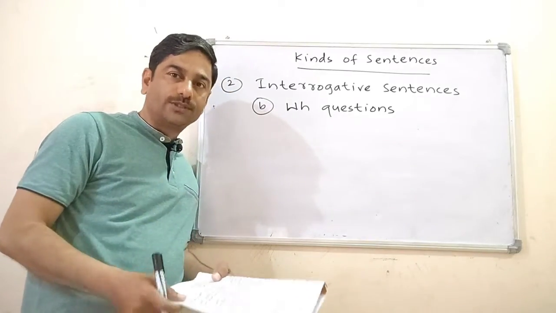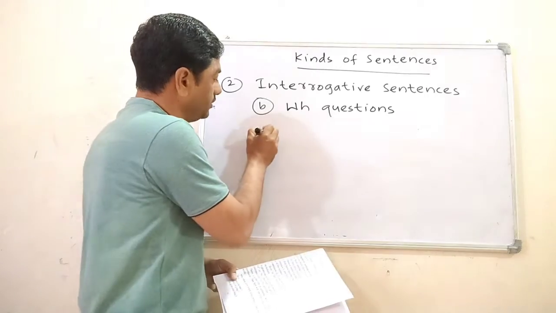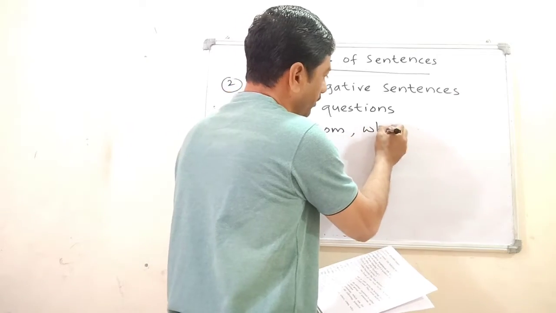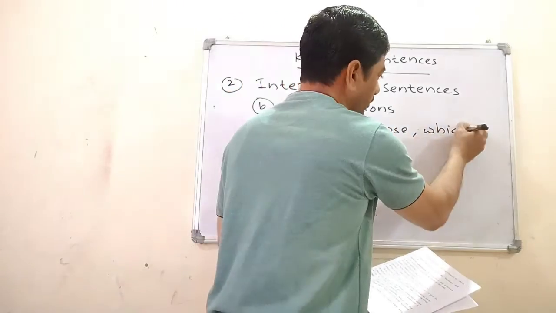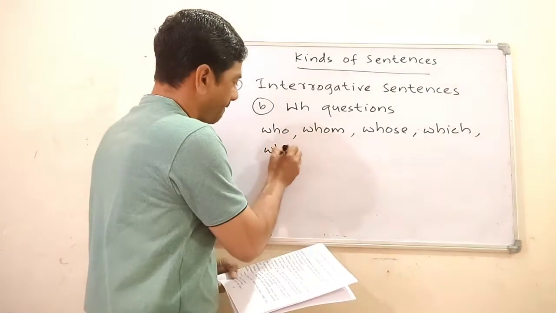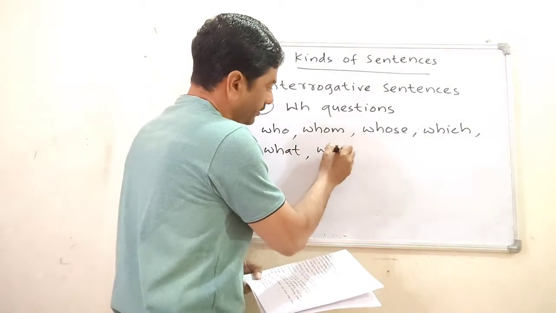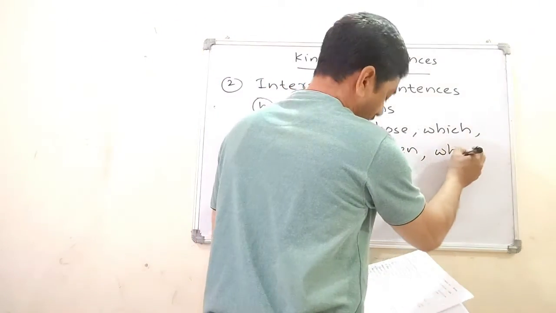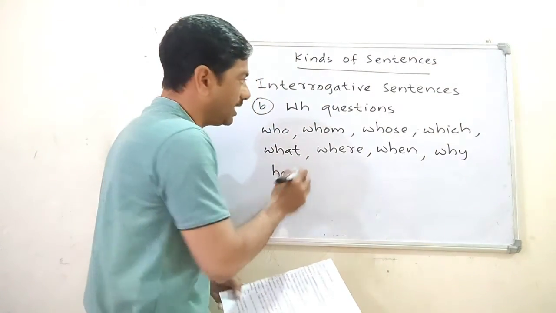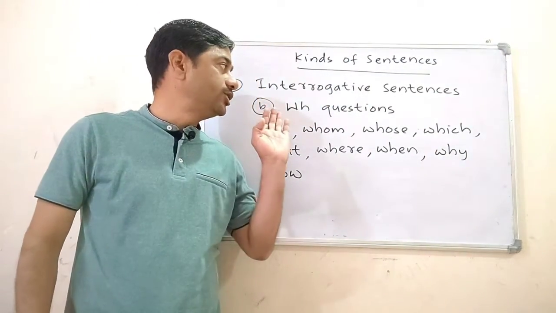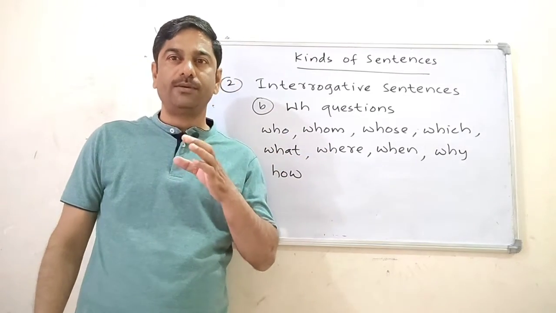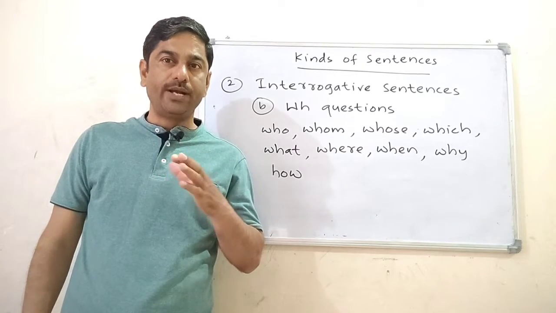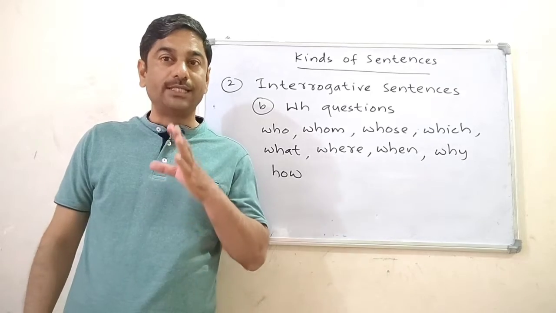There are some question words: who, whom, whose, which, what, where, when, why, how. These are WH words. We can prepare questions with the help of these words, and the questions which are prepared with the help of these words are known as WH questions.